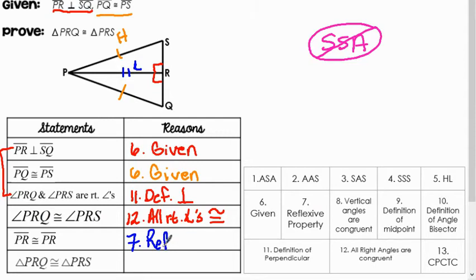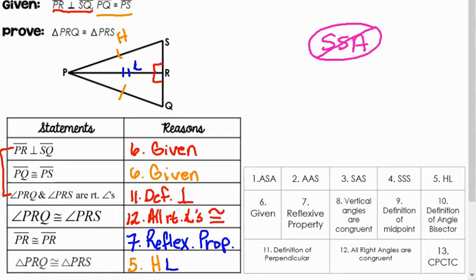And notice I'm trying to color code my reasons to my markings, so that you can visually see which ones go together. So that was our reflexive property, which I'm just going to abbreviate, reflexive property. That was number 7. Now looking at our picture, we said that we knew the 2 triangles were congruent by the fact that we had a hypotenuse in both triangles that were congruent and a leg in both right triangles that were congruent. That's choice 5, hypotenuse leg.